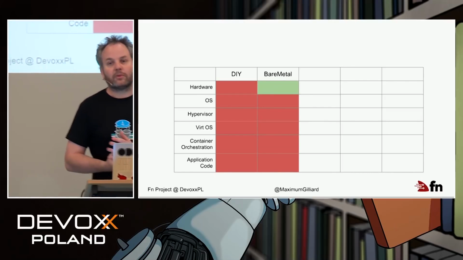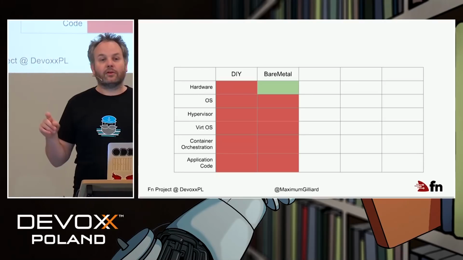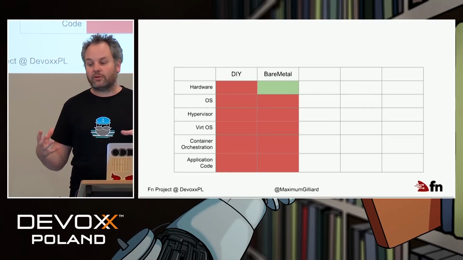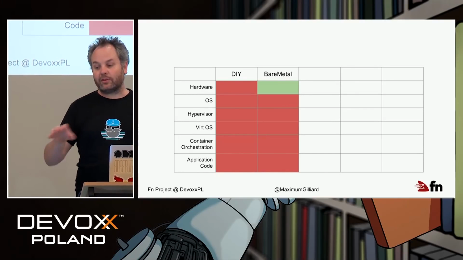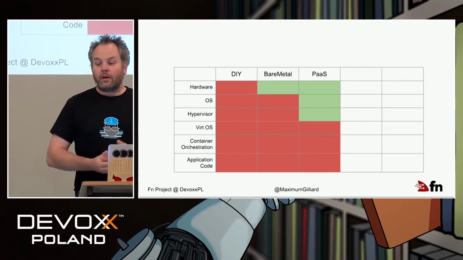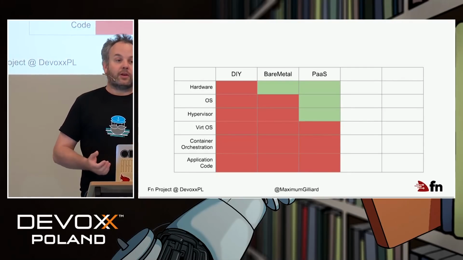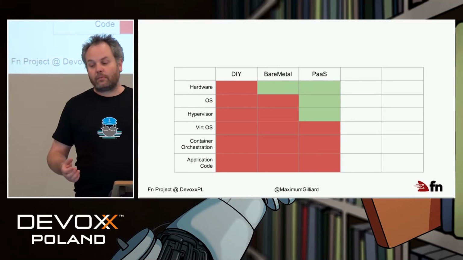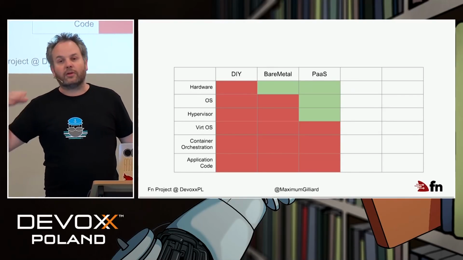These days, most of the cloud providers let you rent a bare metal instance where you get a whole actual physical machine for yourself, and that frees you from having to worry about the hardware, but the rest of the stuff is all your problem. Platform as a service, I'm thinking like when you're renting a VM, then there's another couple of things that you don't really have to care about.